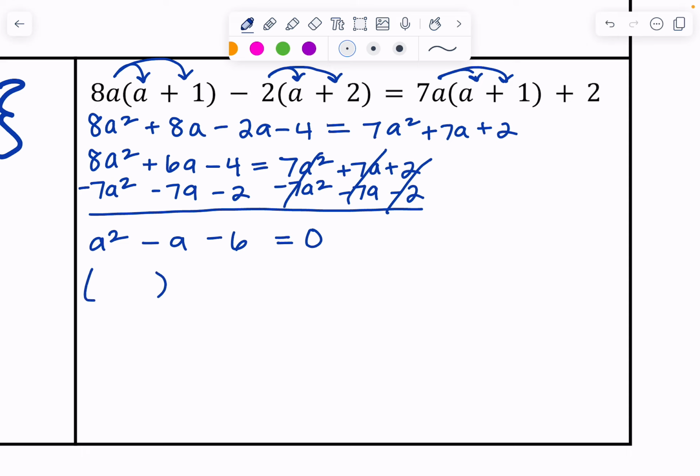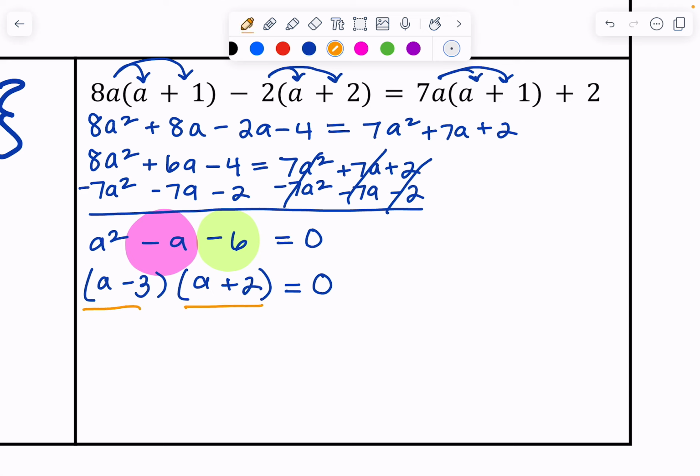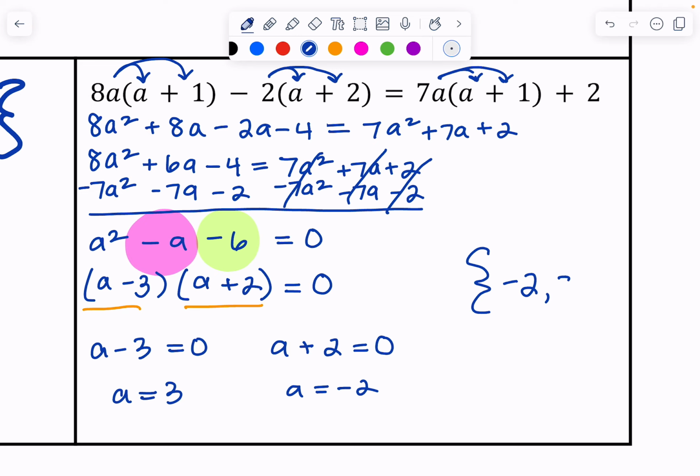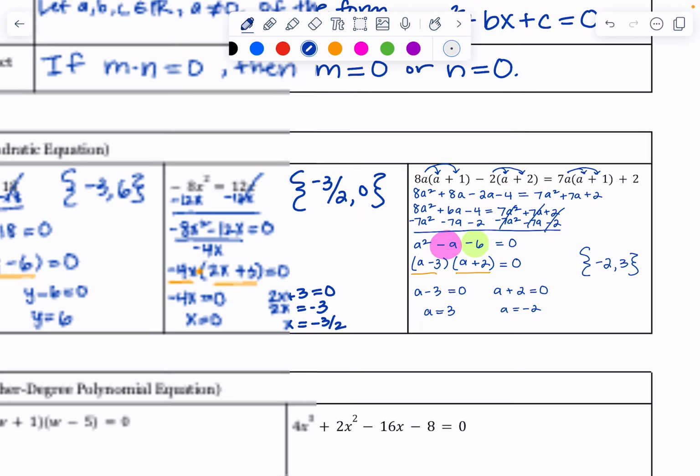And if we factor this, a squared is a times a. We need to multiply to get negative 6 and add to get negative 1a. And for that, we would have negative 3 times positive 2. By the zero product property, we have two things that multiply to get 0. So we have either a minus 3 equals 0 or a plus 2 equals 0. So we have a equals 3 or a equals negative 2. So our solution set would be negative 2 or 3.